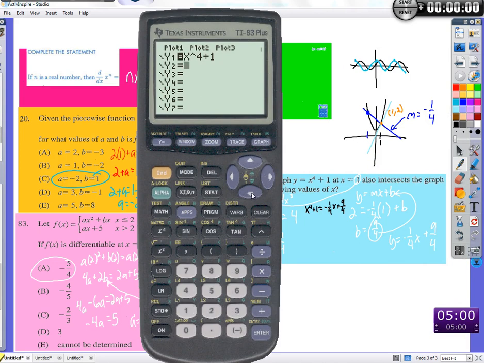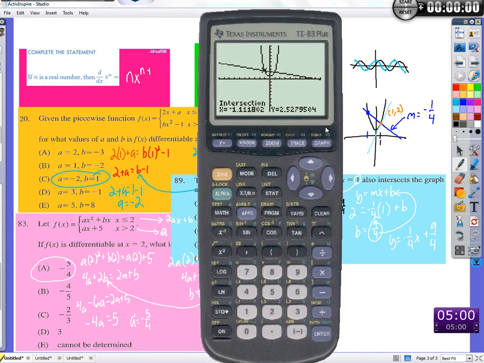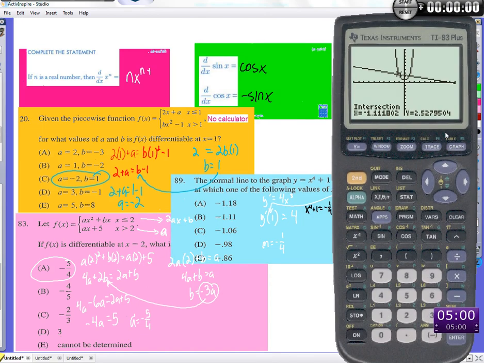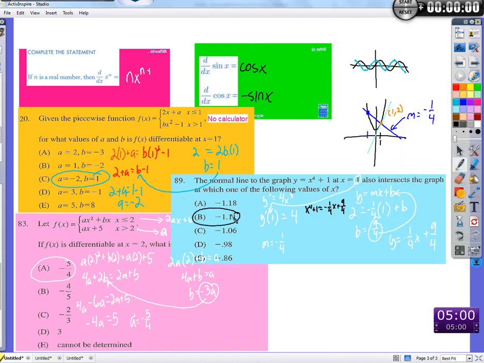Over here, y = x^4 + 1 and -0.25x + 9/4. And we can look at the graph. Magical. And that's just what we'd expect to see. It looks kind of like what I drew here. Then we find the intersection. We calculate the intersection of these two functions, this function and that function over near there. The x value is -1.11. That's one of the answers. B. Beautiful.